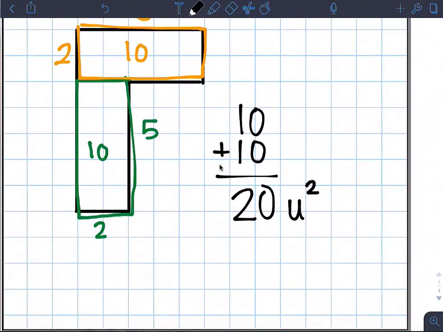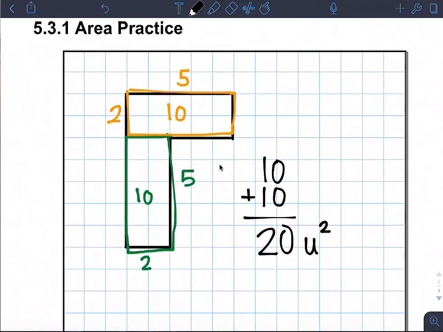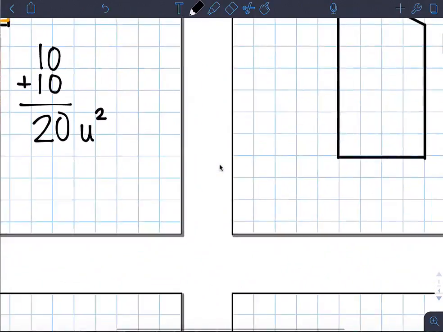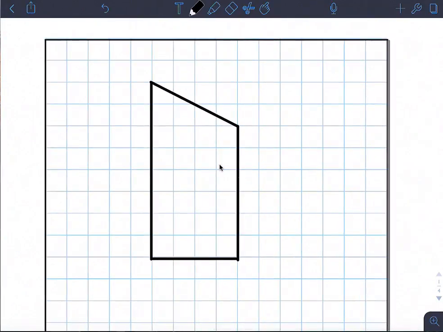And you can follow along with this on your own worksheet or go back and watch the video as you're starting to complete yours. Alright, then we have another one. Now this one's a little bit trickier because I have this piece right here, which I am not going to be able to make a rectangle with.